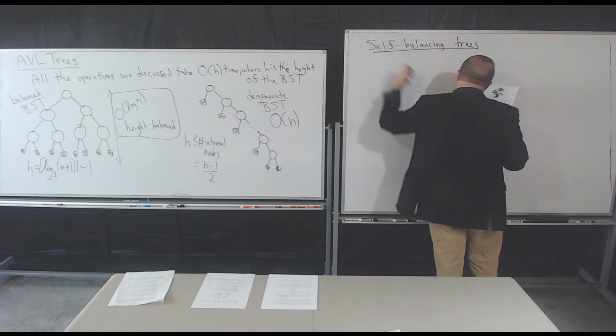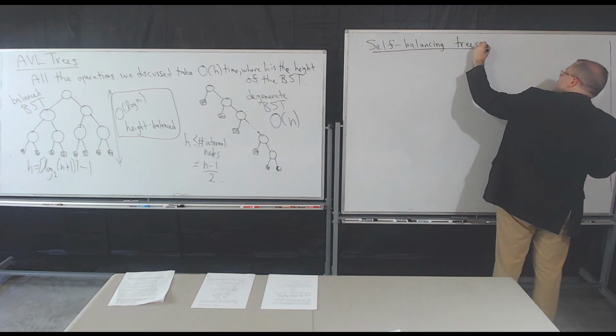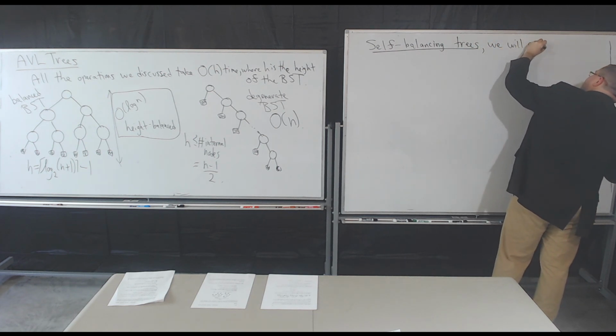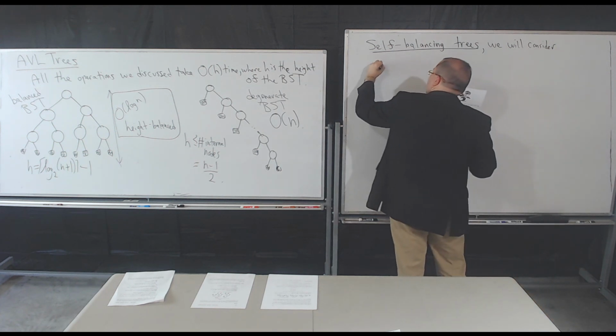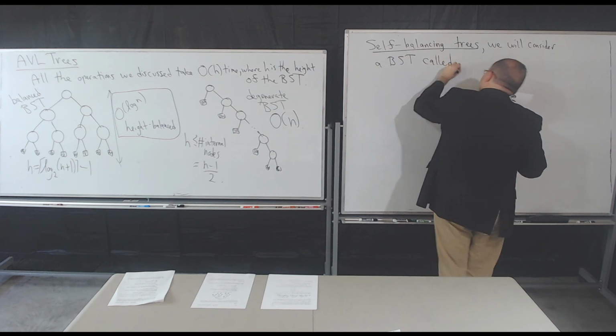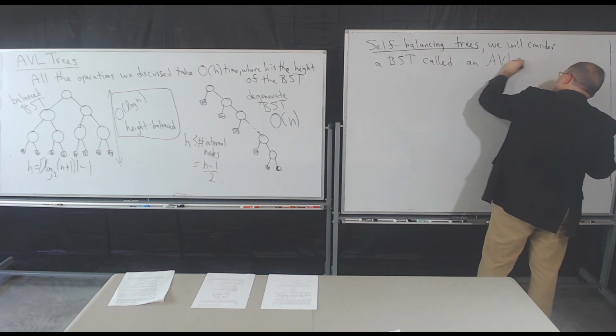We're going to talk about self-balancing trees. In particular, we will consider a binary search tree called an AVL tree.